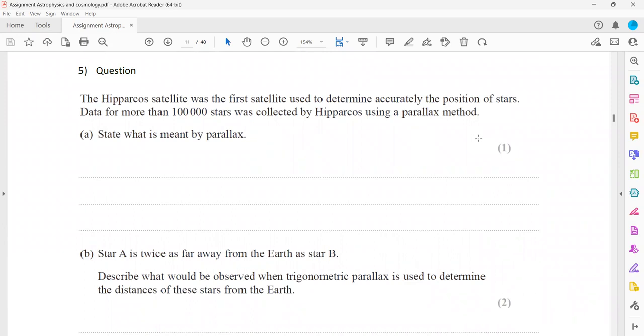In question 5, the Hipparchus satellite was the first satellite used to determine accurately the position of stars. Data for more than 100,000 stars was collected using a parallax method. What is a parallax method, or what is a trigonometric parallax?